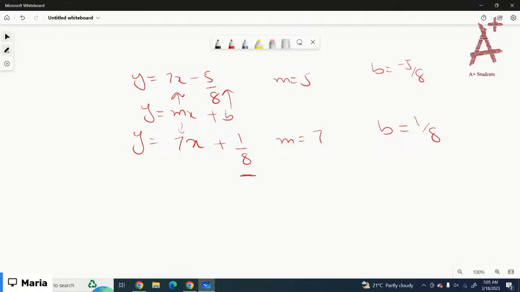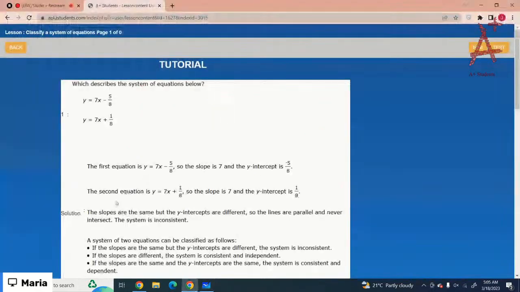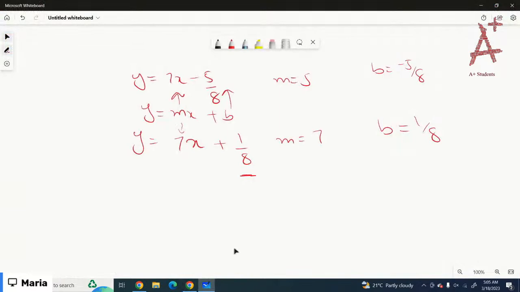Got it? So now you can classify the equations on the basis of slope and the y-intercept. The slope for both the equations is the same. Here you have 7, here you have 7. But their y-intercepts are different. Here you have negative 5 by 8 and here you have 1 over 8.